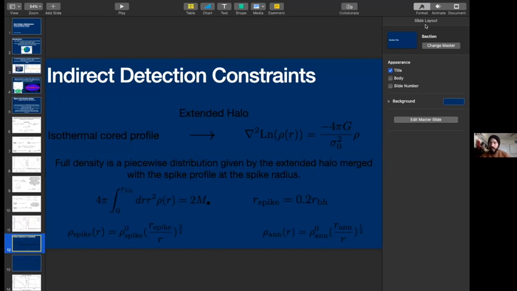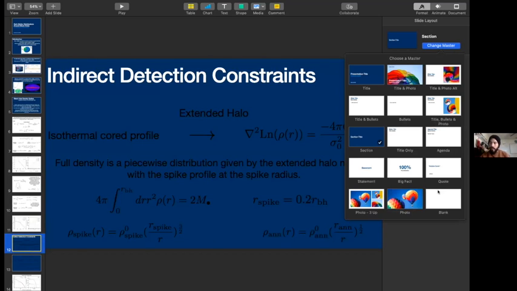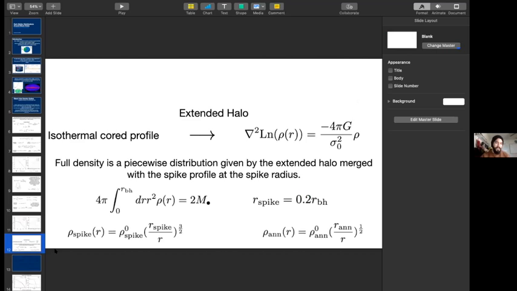So, okay, for indirect detection, what's important is we now need the extended halo. We have to consider the entire halo, not just the central region. So the way we get the extended halo for an isothermal distribution is we use the Jeans equation, which is essentially Poisson's equation for gravitation combined with some thermal equilibrium equations. And we just piece this together in a piecewise fashion to these central regions that I just derived.